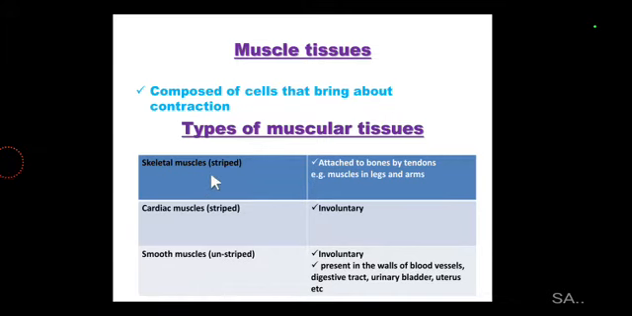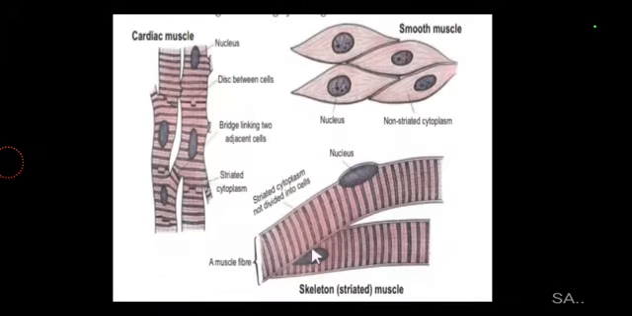If you look at the skeletal muscles, then they are striped. You can see the stripes over here. They are striated muscles, and they are voluntary in nature. Like in your arms and in your legs, these are found and they are attached with the bones, so they help in the movement of the bones.